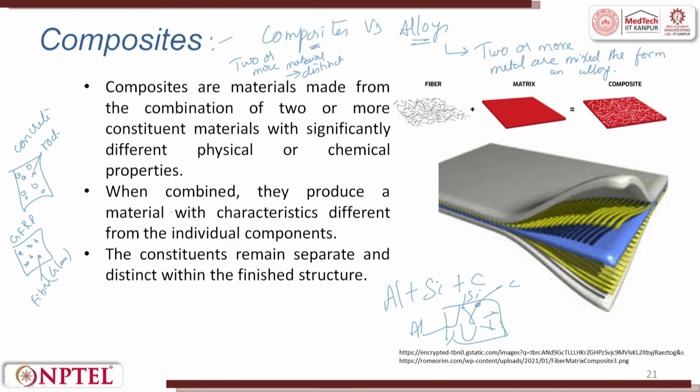So, when we are talking about buckling, remember buckling. So, the rods play an important role. The concrete whatever is there does not take any deflection. So, immediately it shatters or it crushes. When combined, they produce a material with characteristics different from the individual components. The constituents remain separate and distinct within the finished structure.